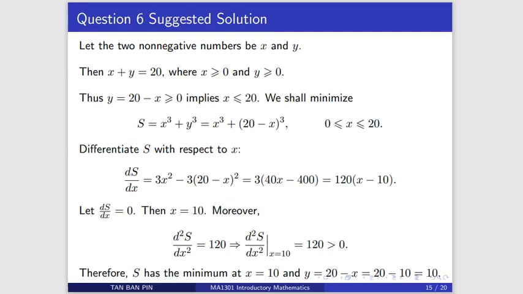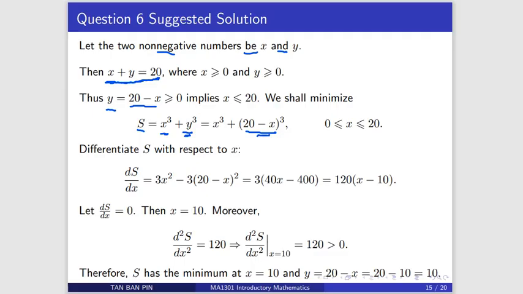So you let the two non-negative numbers be x and y. Then the sum is 20, so x plus y is 20. And the sum of cubes will be x cubed plus y cubed. Because you want to use differentiation to minimize the sum, you can only have one variable. From the equation x plus y equals 20, you can express y as 20 minus x. So y can be replaced by 20 minus x. So that means y cubed is (20 minus x) cubed.